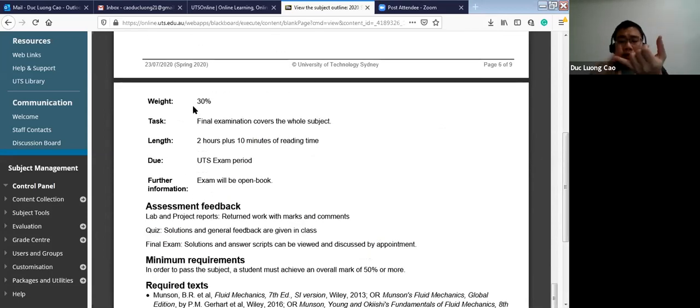So quiz, lab reports and projects are very important. All of them is 70% totally. The final exam is just only 30%. So be careful. You have to study from now to the end of this semester. If you finish everything, you have 70%, because only 50% is needed to pass this subject.